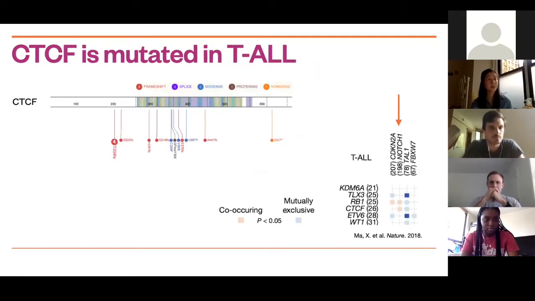And in a study of a bunch of human T-cell acute lymphoblastic leukemia patients, they found that a lot of these patients had a mutation in CTCF, and this mutation actually co-occurs with a Notch1 mutation, which is shown on the bottom right, but that's just some extra information. So we know that this protein CTCF likely has some function in leukemia.